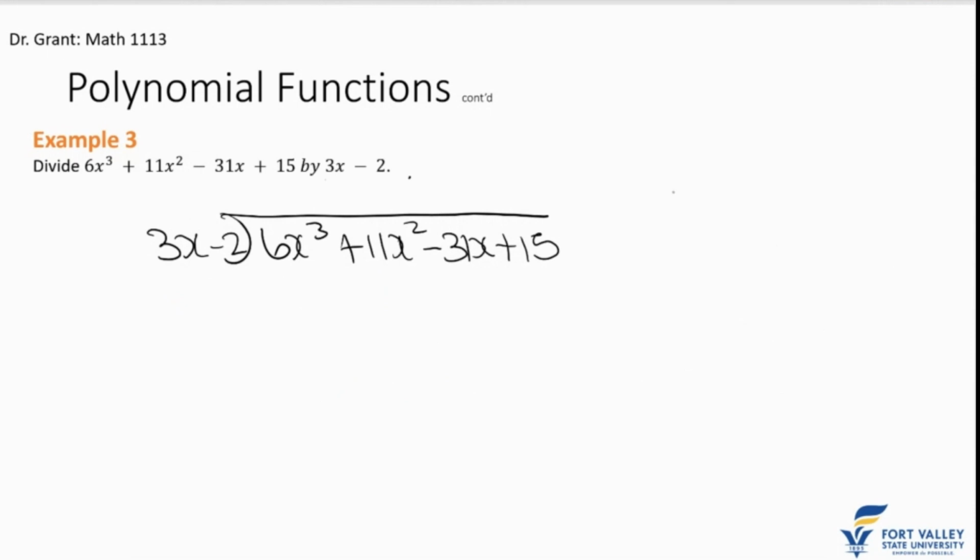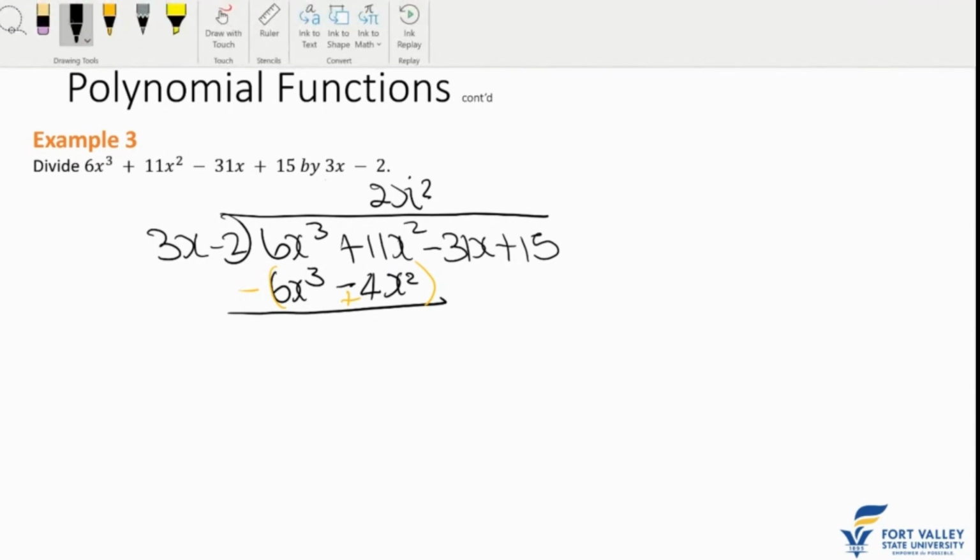So 6x cubed divided by 3x, I look at my numbers, I know that it's going to give me 2. And then if I pull 1x out of these 3, I'll be left with 2. So it's going to be 2x squared. And then 2x squared times 3x is going to give me 6x cubed. 2x squared times negative 2 is going to give me a negative 4x squared. So then this becomes 11 plus 4x squared.